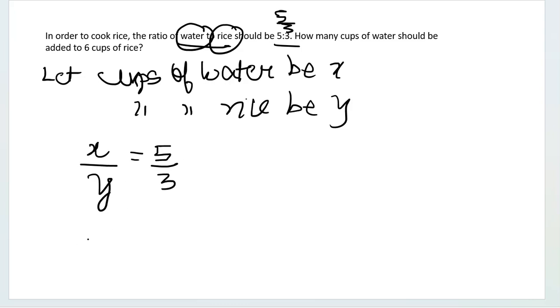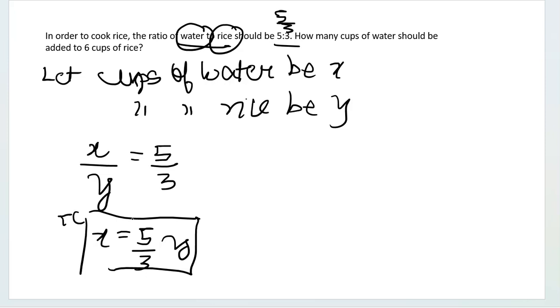Now we take this Y that side and we write this as X is 5 upon 3 Y, and this becomes something called a trump card. So this is like a helping tool. This will be used to help solve the problem. Now what is said is how many cups of water should be added. That means we have water as X, so we have to find X, and it is clearly mentioned that to 6 cups of rice. That means we have to find the value of X when Y is 6.